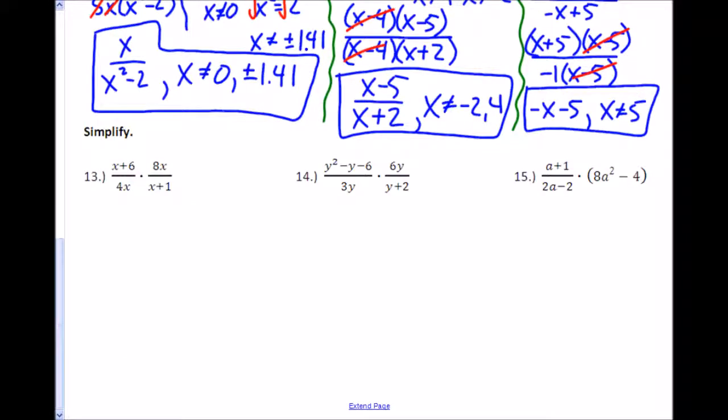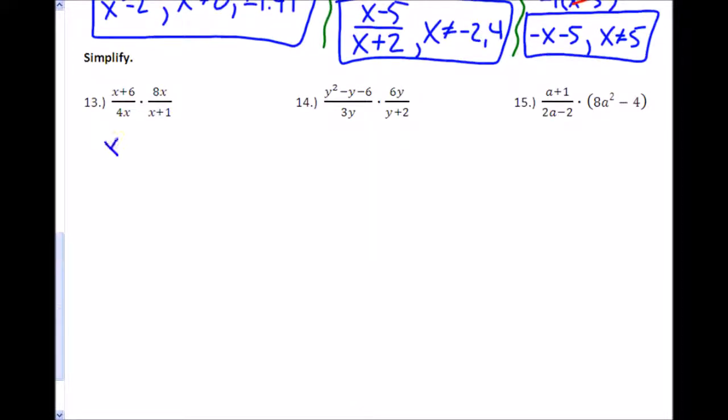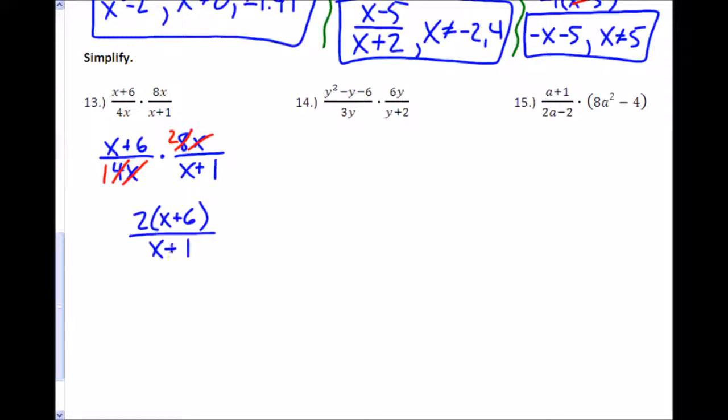In the next one, I'm just multiplying. And remember, when I multiply, I want to factor everything completely. Here, x plus 6 doesn't really factor. The 4x doesn't really factor. The 8x doesn't really factor. So everything here is factored. So now I just reduce. The 8 and the 4 reduce to a 2 and a 1. The x's can cancel out. And that's it. So in my numerator, I'm left with a 2 times x plus 6. In the denominator, I'm just left with an x plus 1.